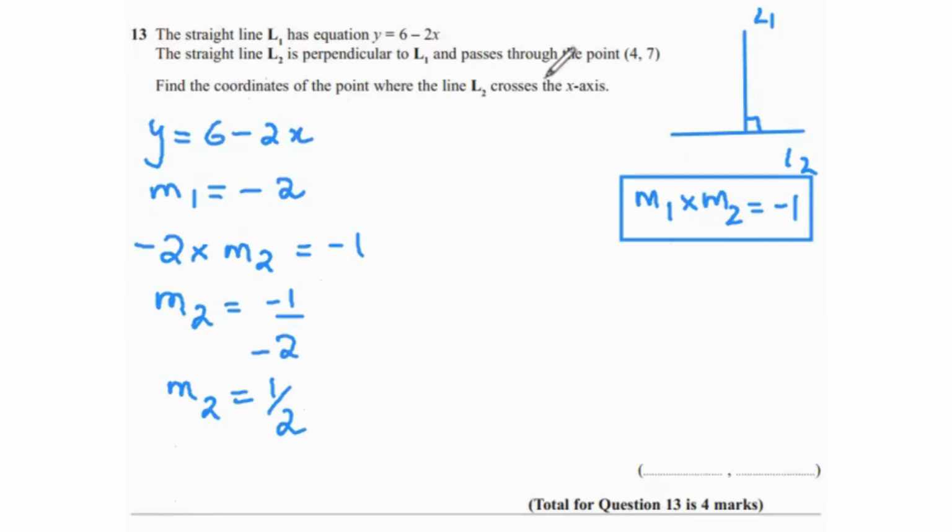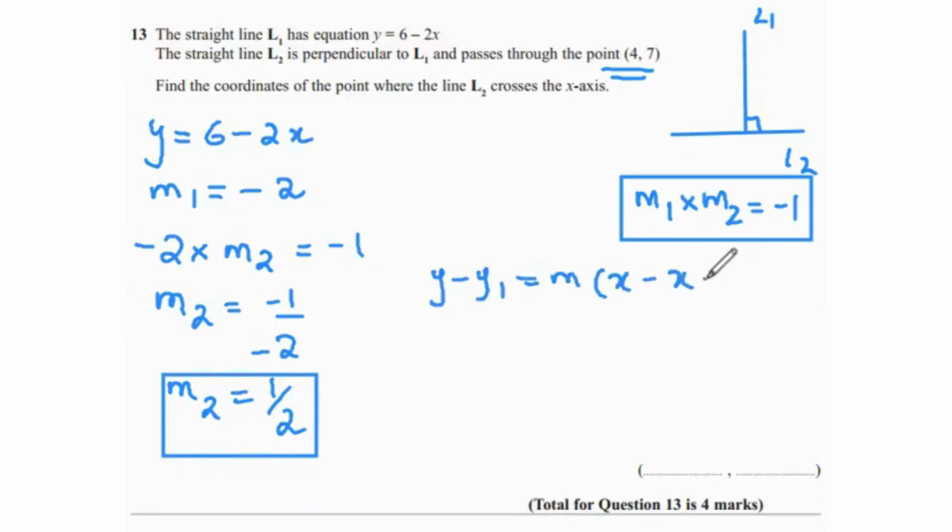Then the question says that L2 is passing through the point (4, 7). So they've given us the point, we have a slope. We can use point slope form to solve this question and find the equation of the line L2. Point slope form is y minus y1 equals m times (x minus x1). If you don't know the point slope form, you can still use slope intercept form, which was y equals mx plus c. You can put the point and slope in this equation, find the value of c, and then put it back into the equation so that you have an equation for y in terms of x. Both ways you'll get the same answer.